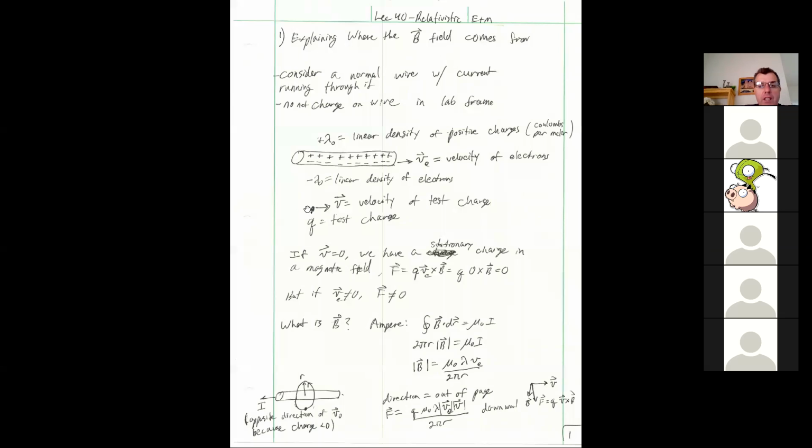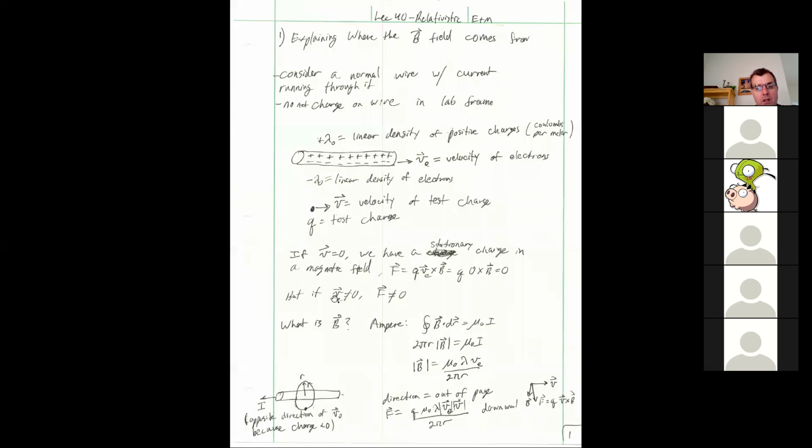Now, if the test charge isn't moving, well, we've got a stationary charge in an electric field and in a magnetic field, and magnetic force is q v cross B, but v is 0, so no motion, nothing really to say. Furthermore, there's no electric force because the wire is neutral. If it's neutral, then there's no electric field. So there wouldn't be a whole lot to say.